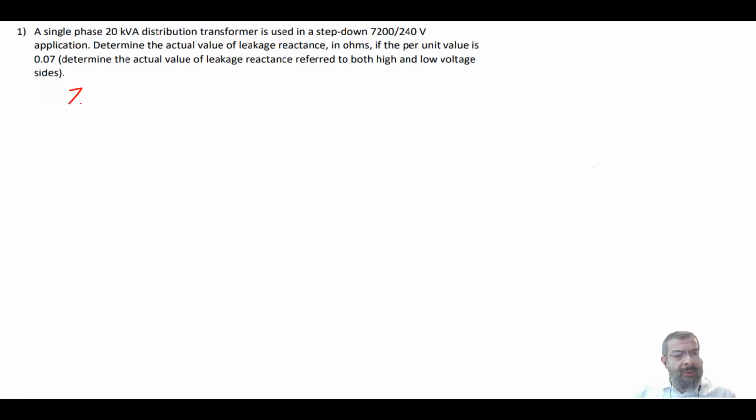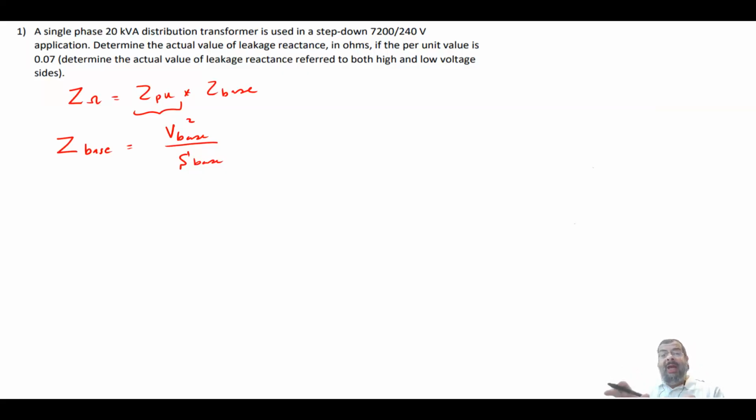Now we need to find basically the actual value. Z in ohms, the actual value, is equal to Z per unit times Z base. The per unit value will be the same either for the high voltage or the low voltage side. It doesn't really matter. So what we want to find here is Z base, and you will have two Z base values, one referred to the high voltage and one referred to the low voltage. So what is the formula for Z base? Z base equals the voltage base squared divided by S base. The base values here are the rated values.